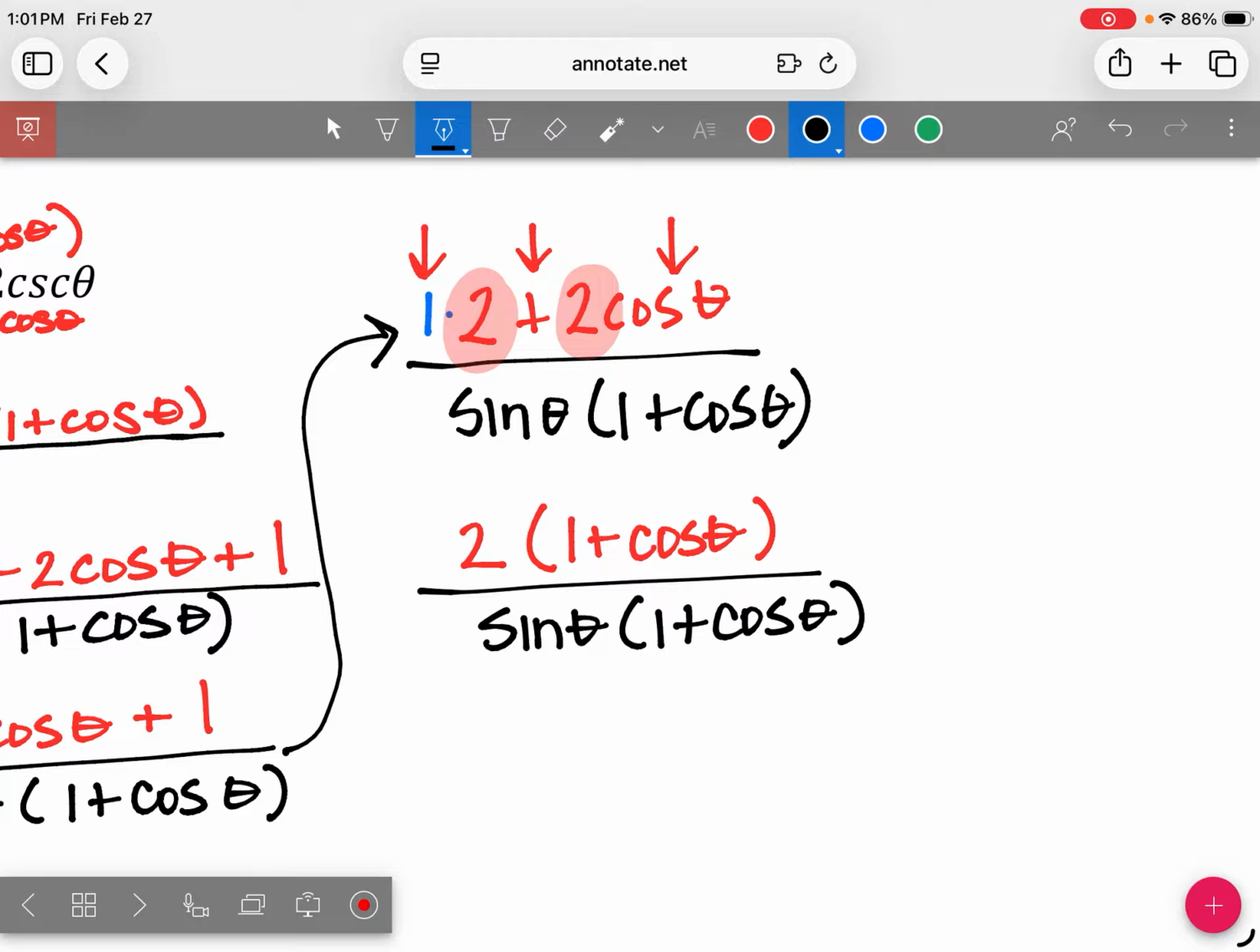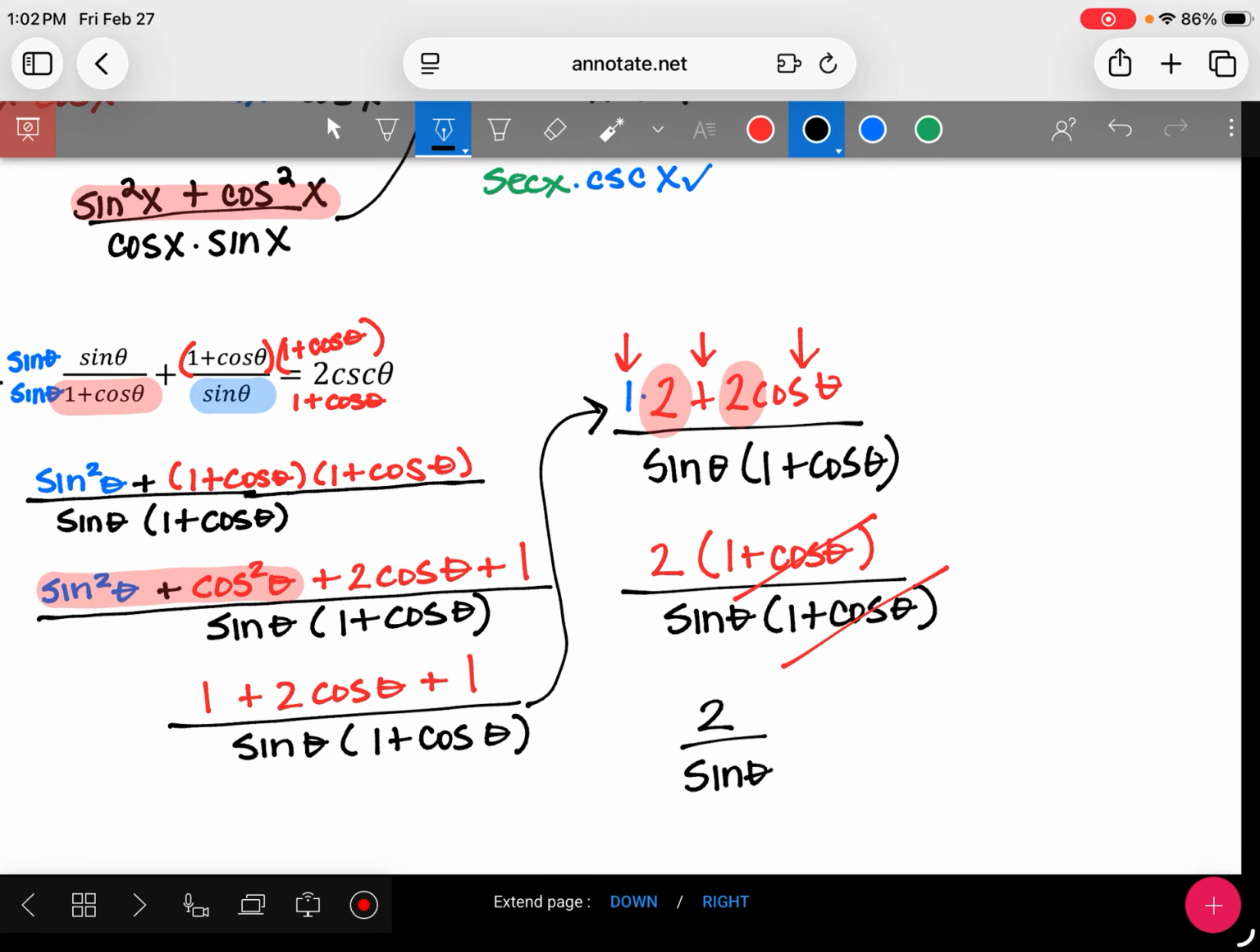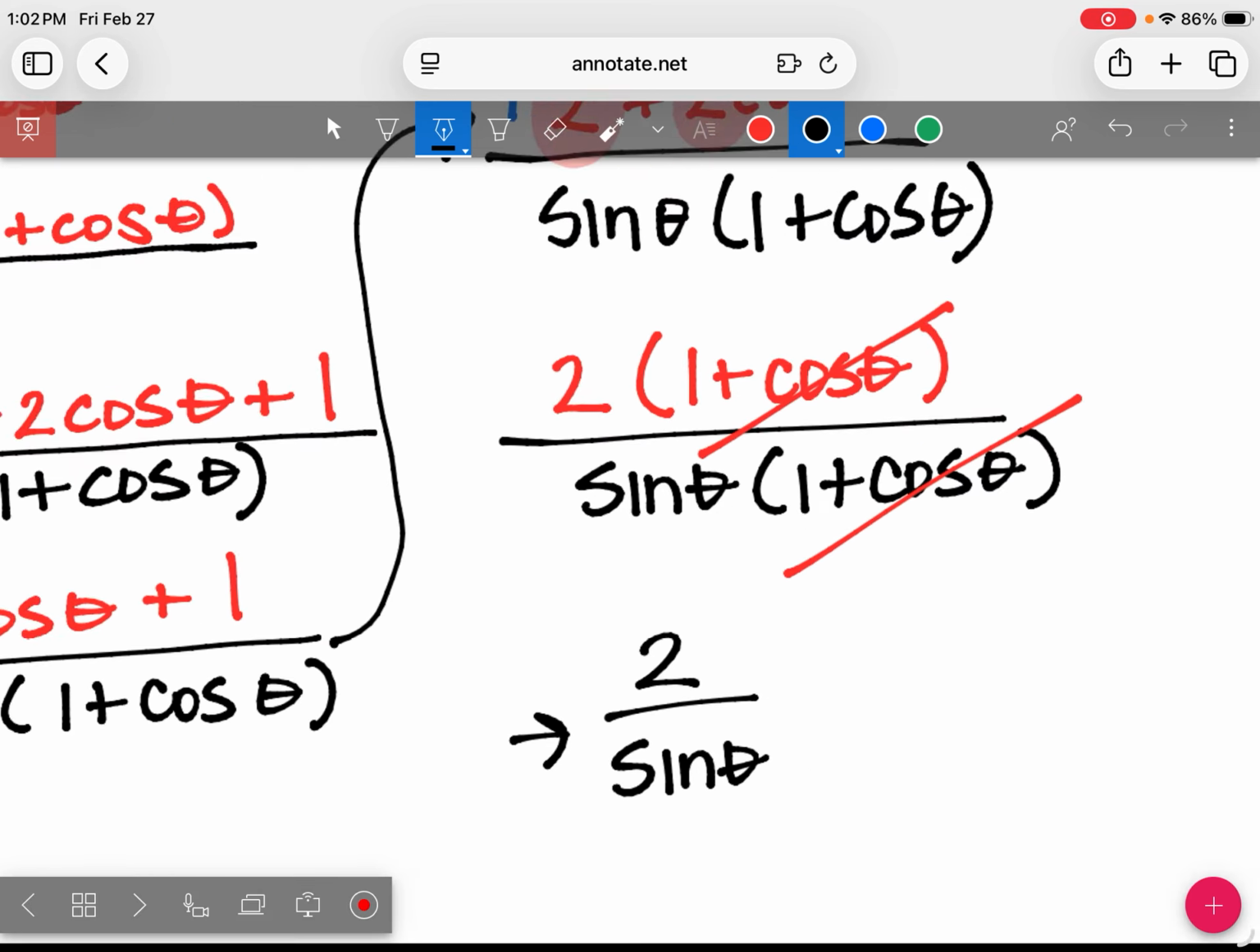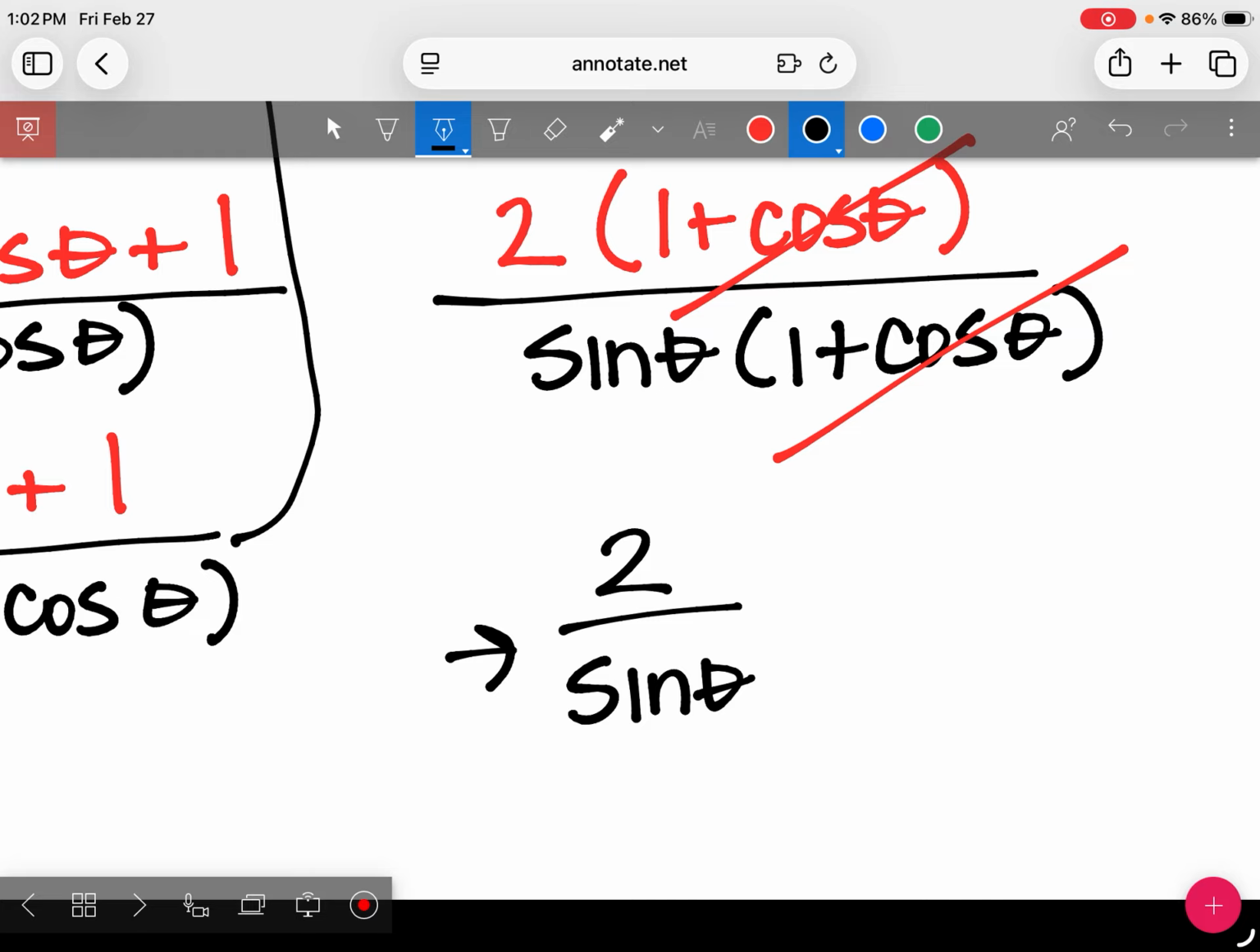Okay, well, look, I see something I could do now. What do you think? What can I do? What you think, Miles? What can I do? Cancel it. So now I'm at 2 over sine theta. I'm trying to get to 2 cosecant theta. So what do I have to do with that sine theta? If it's downstairs and you move it upstairs, it changes to the sister. And who is the sister to sine?